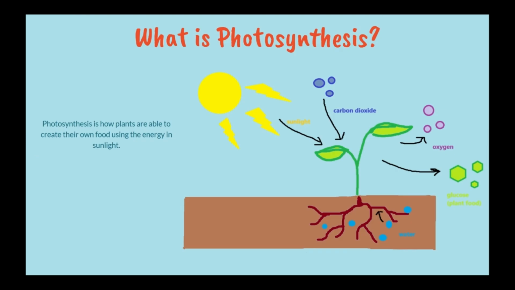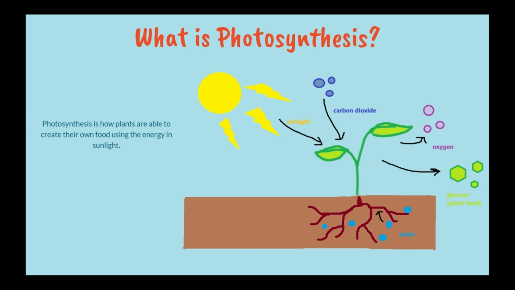So, what is photosynthesis? Photosynthesis is how plants are able to make their own food using the energy in sunlight. As we can see here, the plant takes in carbon dioxide, a gas in the air all around us, as well as water. Using the energy from sunlight, the plant converts these materials into oxygen, another gas in the air, and glucose. Glucose is the plant's food, its energy source. It ultimately forms the leaves, stems, and roots of the entire plant.